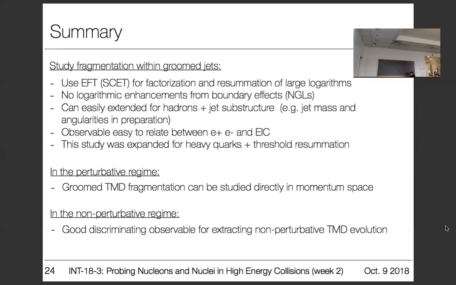And we extended the study to heavy quarks, particularly B mesons, and in that case it turns out it's important to add threshold resummation, as logs of 1 minus x become important. We show that in the perturbative regime it can be studied in momentum space, not just impact parameter space, and in the non-perturbative regime it can give you good discriminating power between various models for the non-perturbative part of the rapidity anomalous dimension.